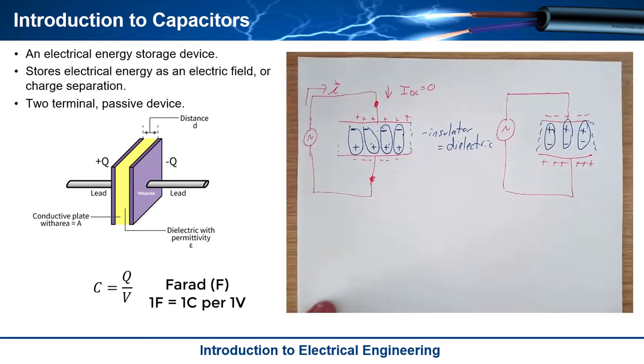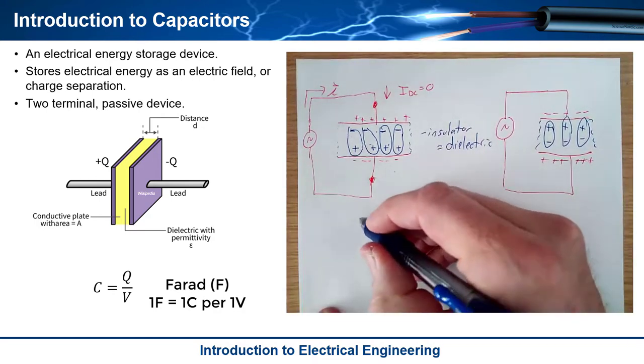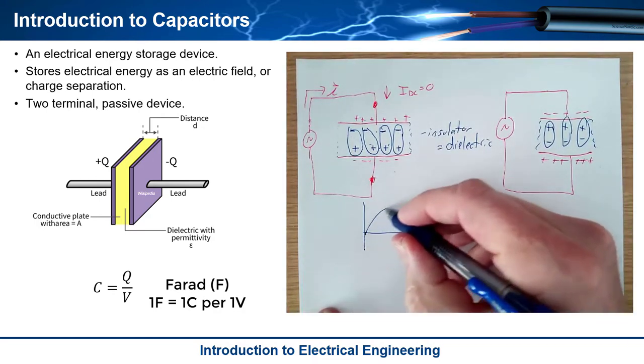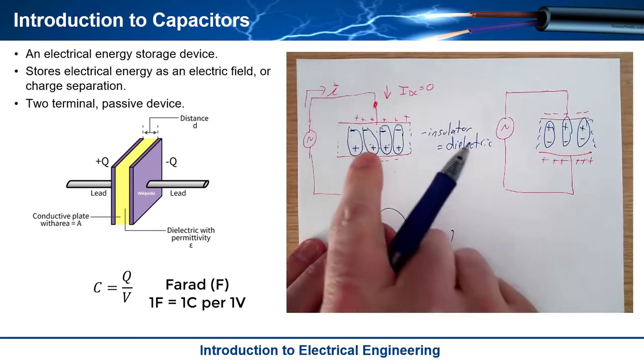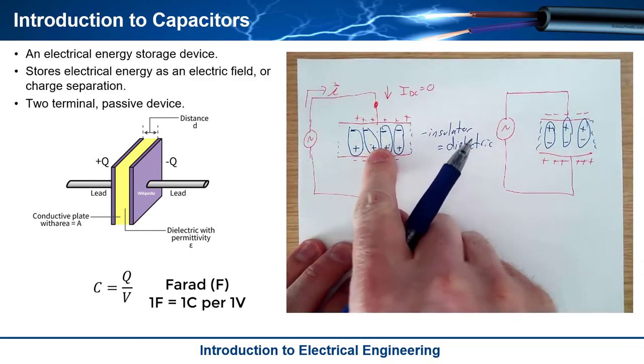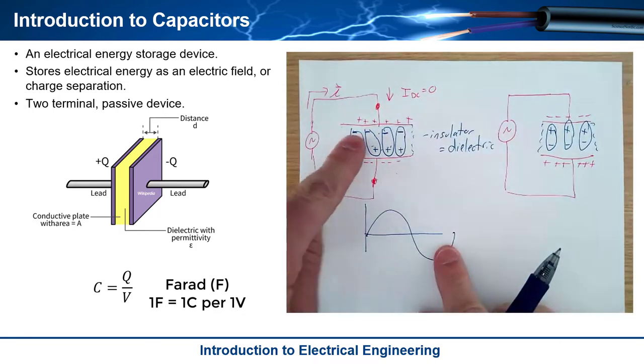Now imagine that the sine wave from the source is oscillating back and forth. You're basically taking these polarized pairs, and when they're polarized all the way one way, when you put a positive voltage across this, they look like that.